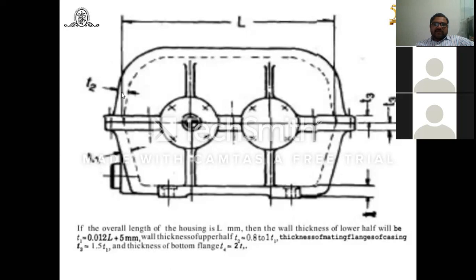Then how to find out T2? T2 is in the range of 0.8 to 1 times T1 here. The calculated T1 you can multiply by 0.8, or directly consider it as T2 also. So you will get the same thickness. T1 is equal to T2.